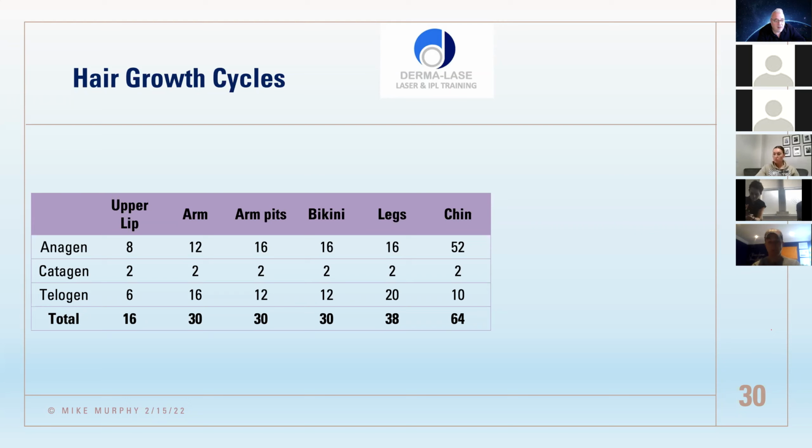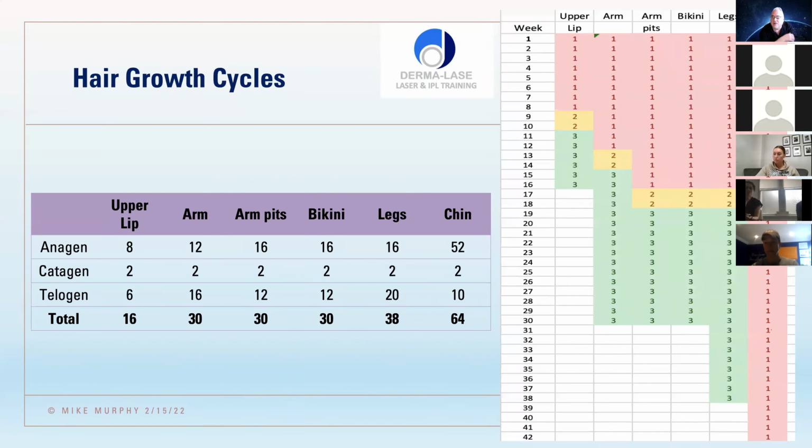The upper lip, the total growth cycle for the upper lip is about 16 weeks. For the arms, the armpits, and the bikini, they're all about 30 weeks. Legs is 38 weeks, and the chin is 64 weeks. How bizarre is that? Your chin hairs just keep growing forever. So 52 weeks of anagen in the chin, which is bizarre.